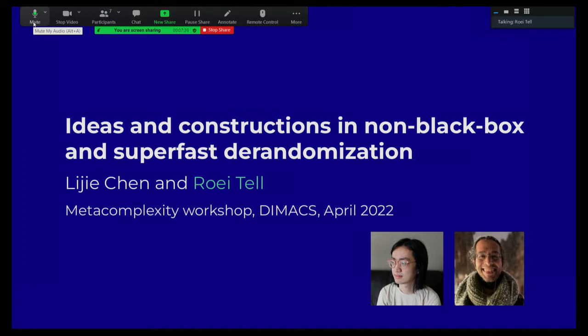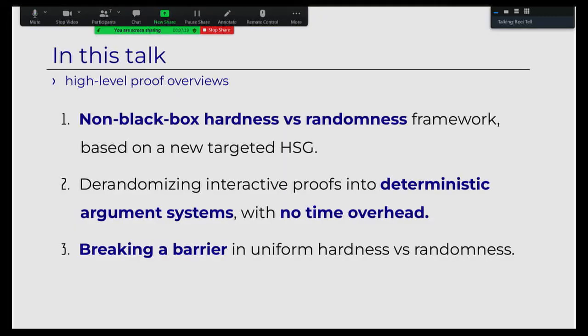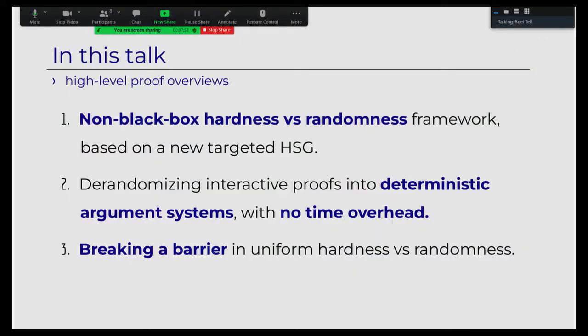I'll focus on three results. These are from a couple of papers with Lygia and from a paper with Lygia and with Ron Rothblum. So first we'll talk about the main result that Lygia started with, which is the non-black box hardness versus randomness framework. It relies on almost all inputs hardness. It is based on a new targeted hitting set generator. And while it is the most important result, it's also a result that we talked about quite a lot, and I guess many people in the audience have heard about.